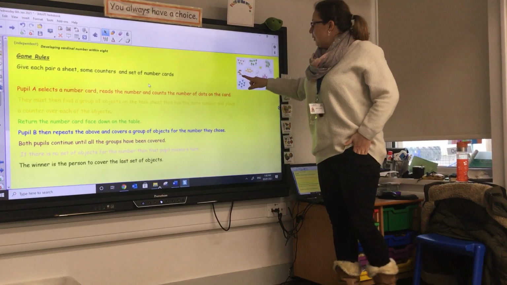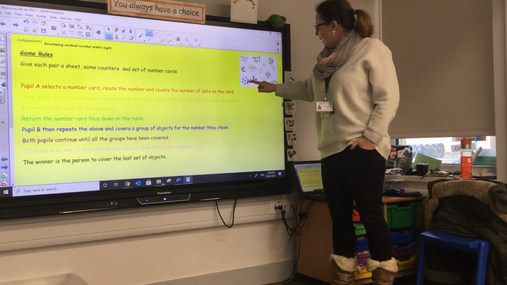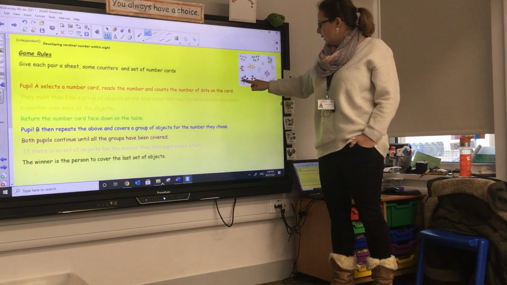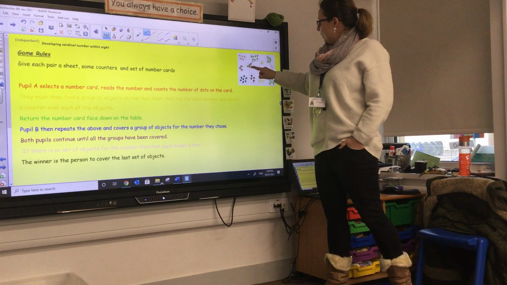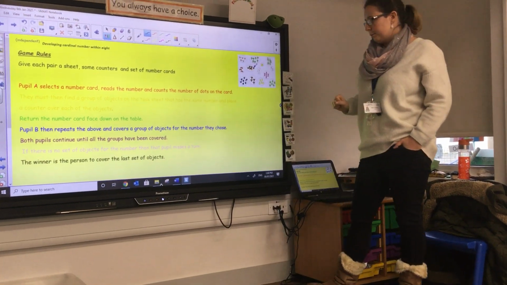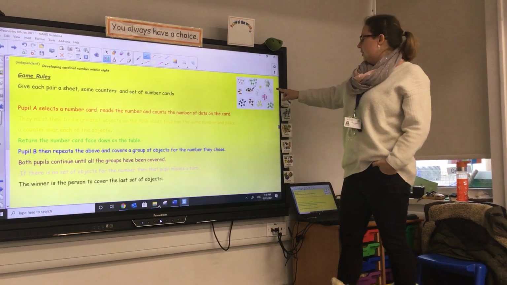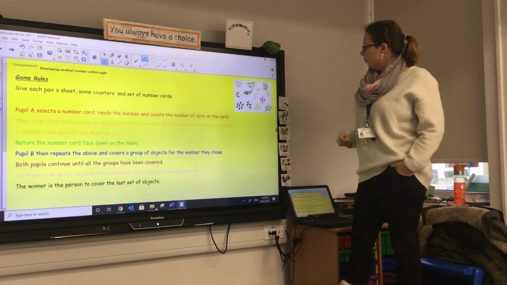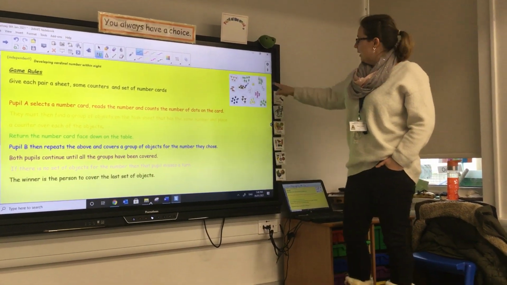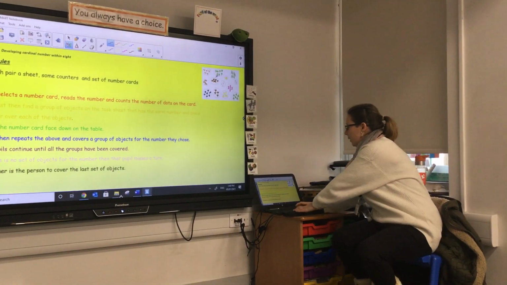When you've found that number, you're going to put your counters over the top and cover them up so you can't see them. Then the next person chooses a number, they have a go and cover theirs up. Make sure you've got the right amount. The person that wins is the person to cover the last set of objects. So you need to make sure that you've covered them all up and checked them all with your number cards. And the last person to cover up is the winner.